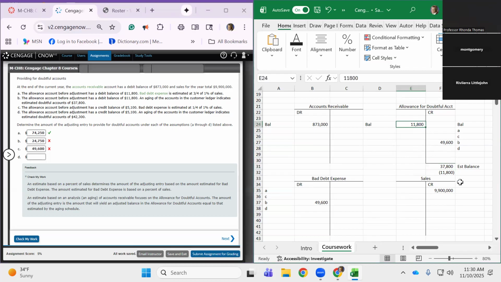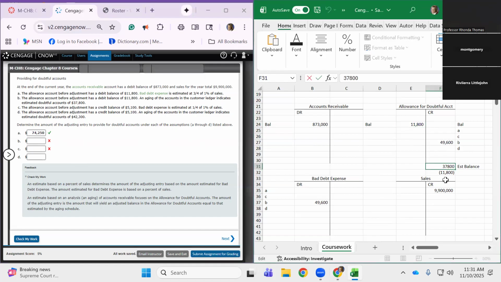B has a debit balance of $11,800, right? Determine the amount of the adjusting entry to provide for doubtful accounts under each of the assumptions. I thought I had it. I got the first one. Let me go back real quick. I'm going to fix C first. If we start with 11,800 and an aging of the accounts indicates estimated doubtful accounts of 37,800... Let's just do B, I'll get myself confused. Here's the adjusting entry.